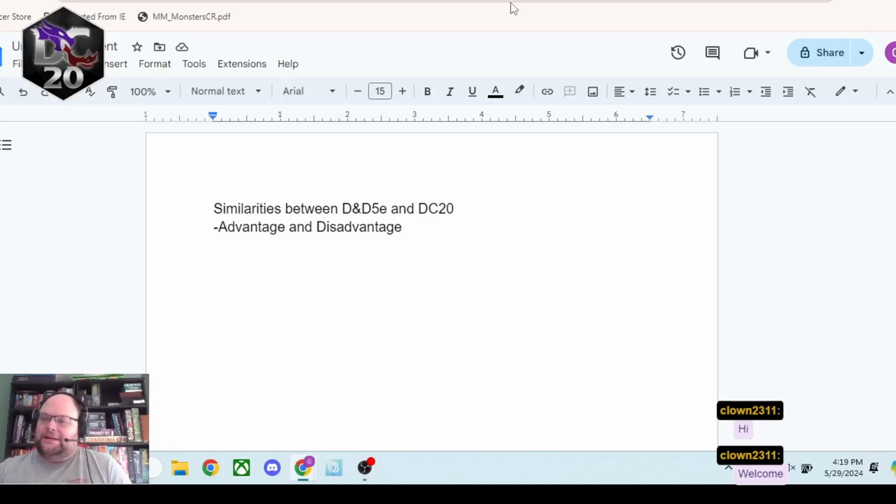The concept of rolling multiple 20-sided dice and taking the highest if you have advantage or the lowest if you have disadvantage is a key aspect of the way that Dungeons & Dragons 5th edition functions, and DC20 has taken that aspect of the system and expanded it, as I stated, with the ability to have multiple instances of both advantage and disadvantage.